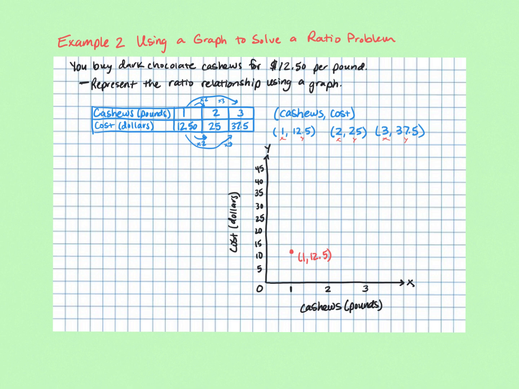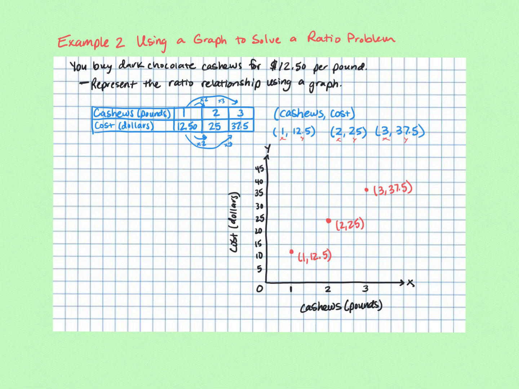Now I'm going to do 2, and all the way over to 2, and all the way up to 25. Then I go over to 3, and I go up to 37.5. So here's 35, here's about 37.5. It does not have to be perfect when you're dealing with this, but close enough.